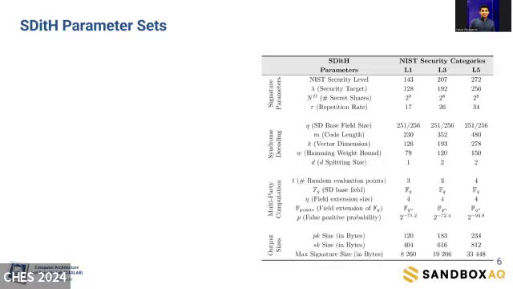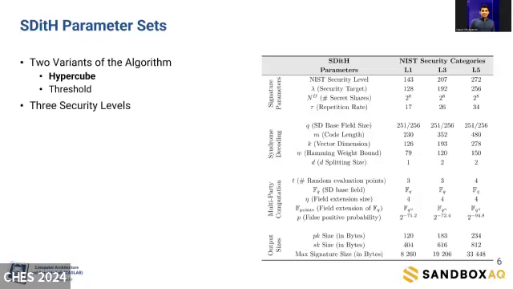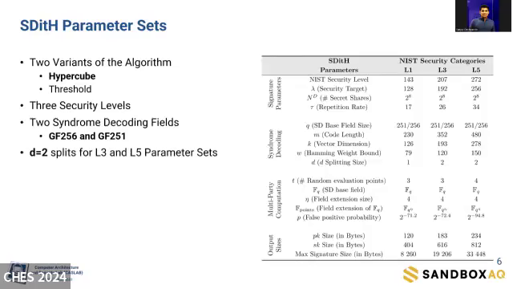The SDitH scheme comes in two variants. One is the hypercube variant, and the second one is the threshold variant. Each variant could be realized in three different security levels: level 1, level 3, and level 5. Each variant can in turn be realized in two different arithmetic fields that are used in the syndrome decoding instance. And then, depending on the security level we are operating in, there is a parameter D for the number of splits, which splits a big syndrome computation instance into smaller instances.